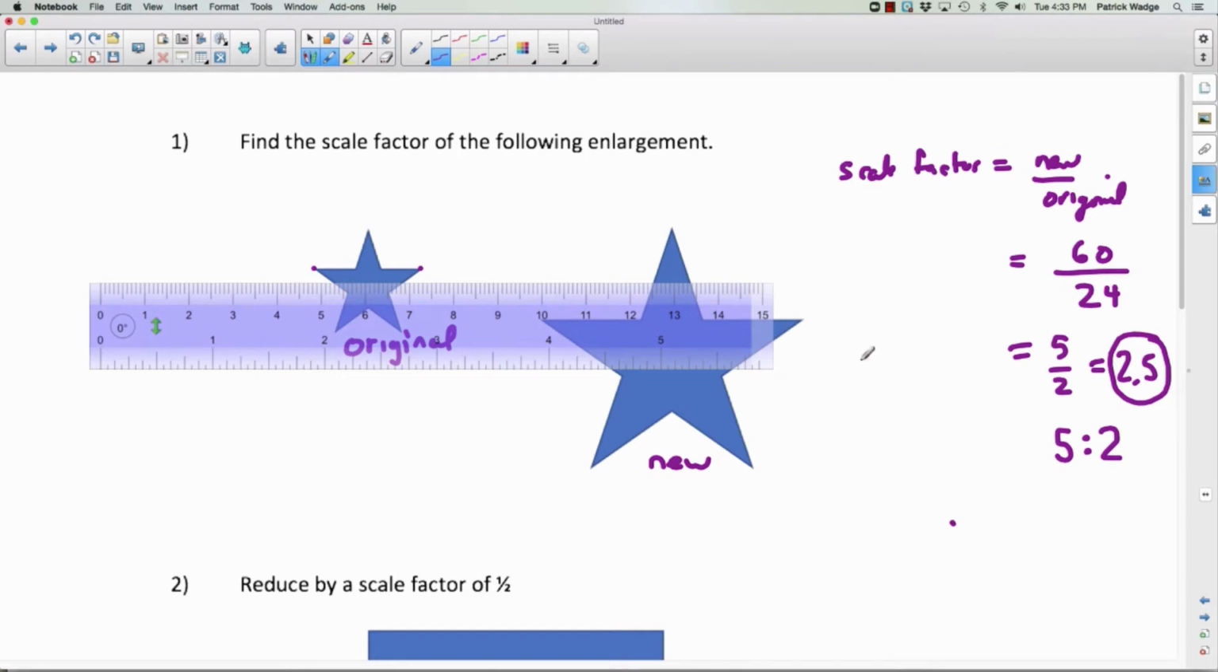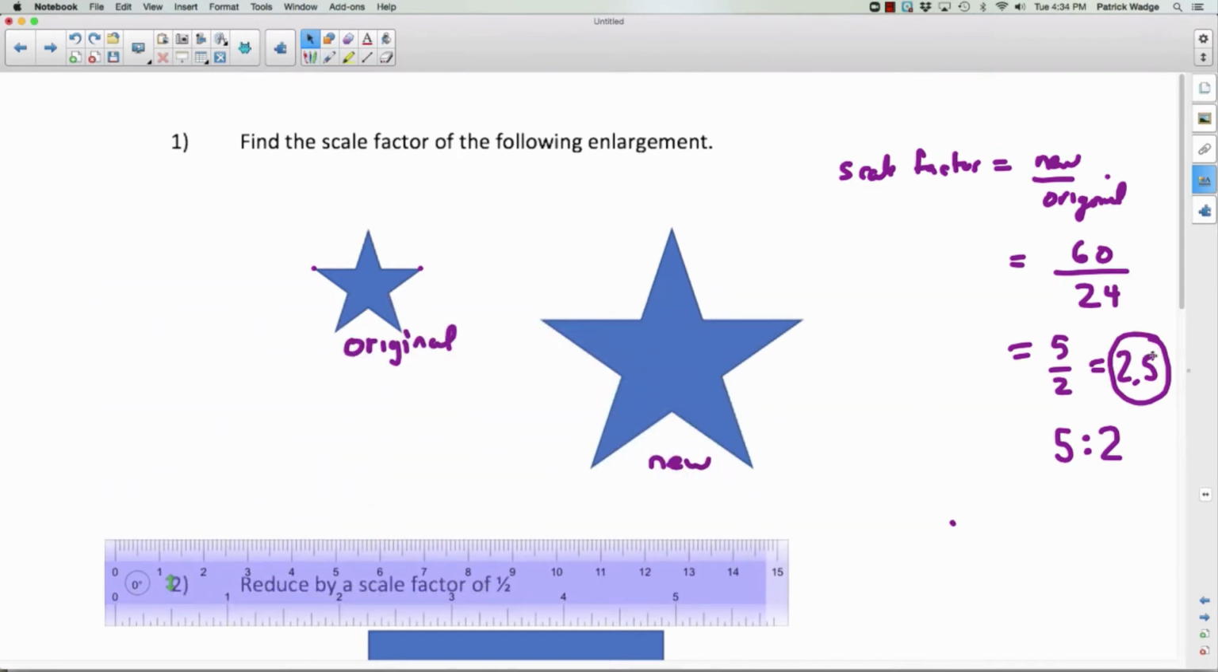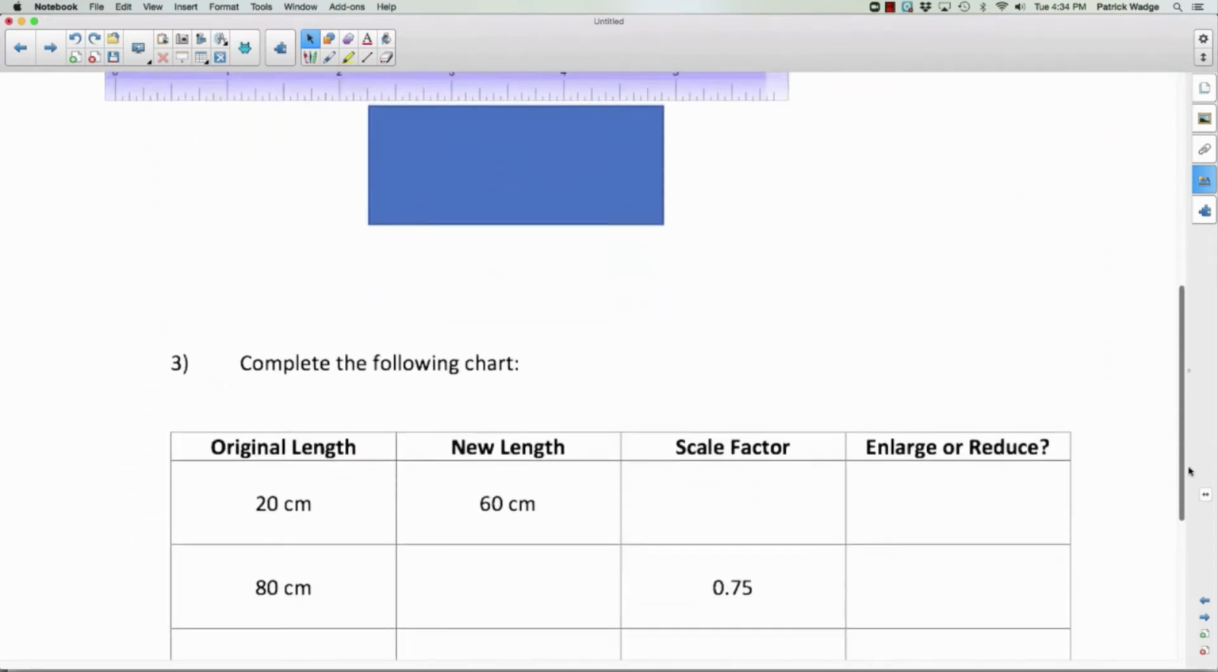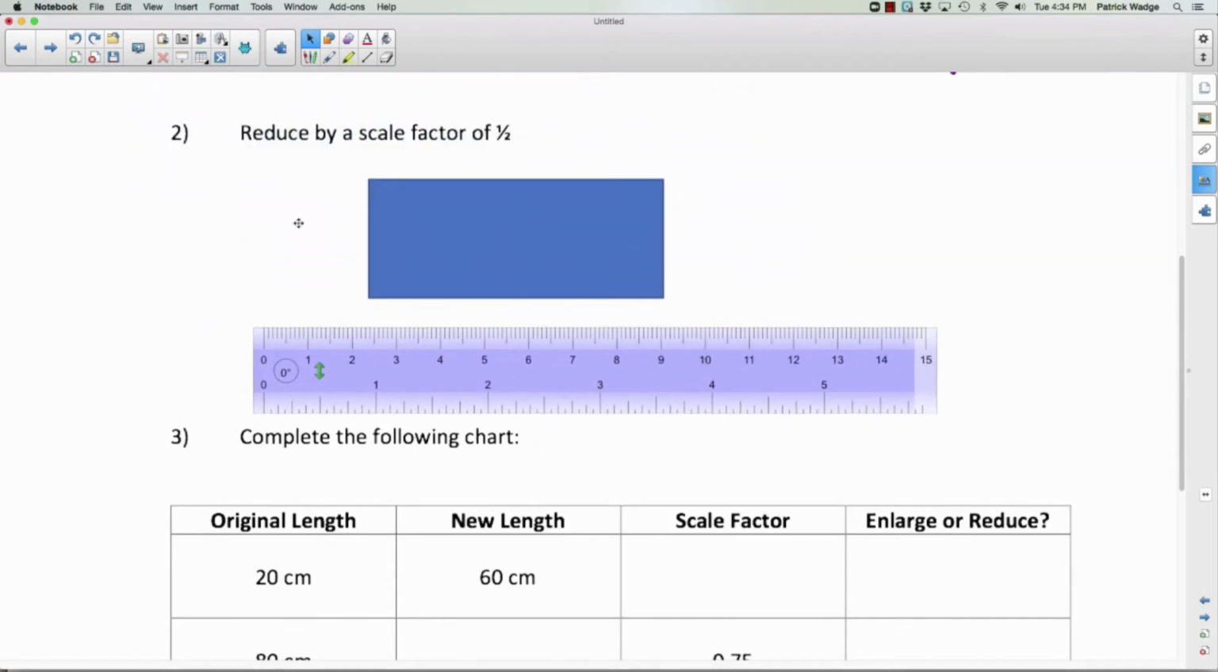So what does that mean? Let's look at the 2.5. What does that mean when you find the scale factor is 2.5? Well, it means it's an enlargement because it's bigger than 1. How many times bigger is this one than that one? 2.5 times. It's 2.5 times as big. Okay? Now we're going to do the opposite. I give you the scale factor, and we have to draw the reduction. This time we're going to reduce by a scale factor of 1/2.